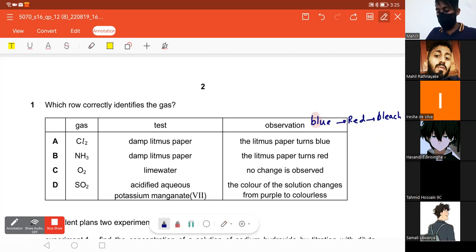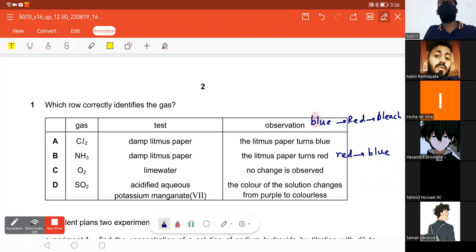Ammonia, the litmus paper turns red? Wrong. What's the ammonia color? Red to blue. Write everything. Red to blue. Okay.